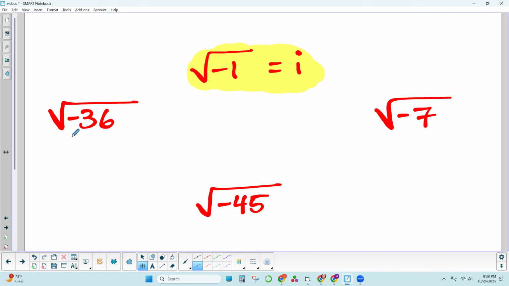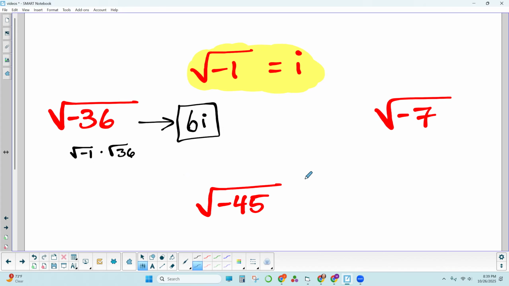We've got a -36 under the radical. This breaks down to the square root of -1 times the square root of 36. We know that the square root of -1 is just i, so we're going to pull out an i. I'll put my answer over here. Then the square root of 36 is just 6, so I pull out the 6 and I have 6i. That's how I simplify it.